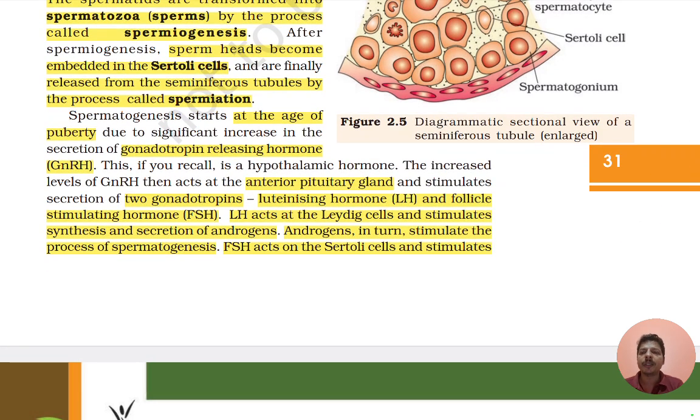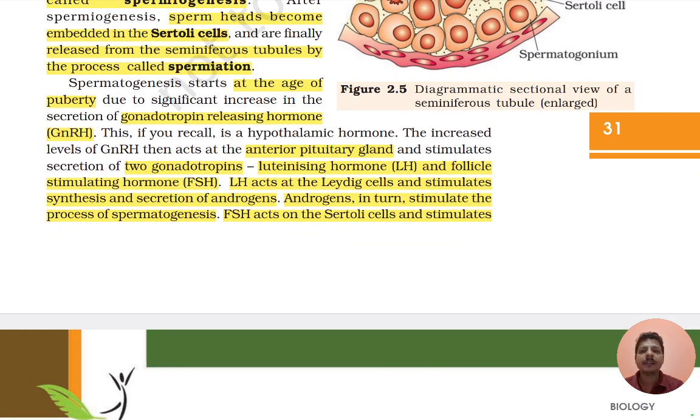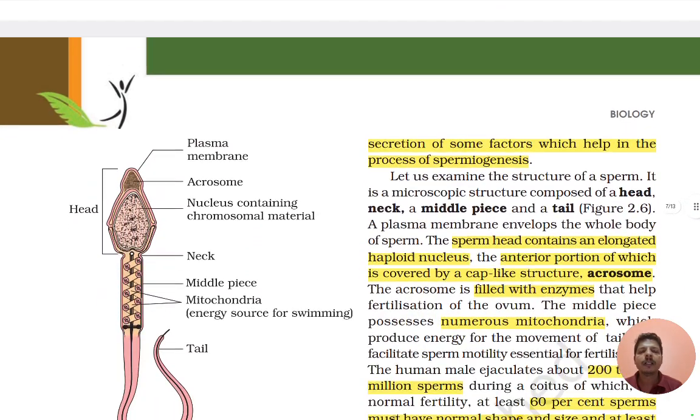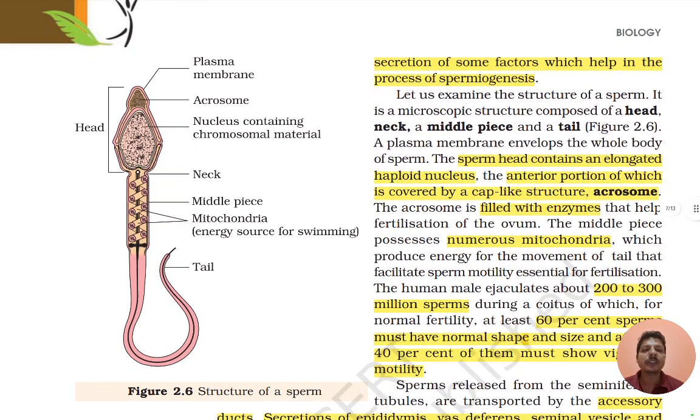Spermatogenesis starts at the age of puberty due to a significant increase in the secretion of gonadotropin releasing hormone, GnRH, also called the hypothalamic hormone. The increased level of GnRH acts on the anterior pituitary gland and stimulates the secretion of two gonadotropin hormones, LH and FSH. LH acts on Leydig cells and stimulates the synthesis and secretion of androgens. Androgens in turn stimulate the process of spermatogenesis, while FSH acts on Sertoli cells and stimulates the secretion of factors which help in the process of spermiogenesis.